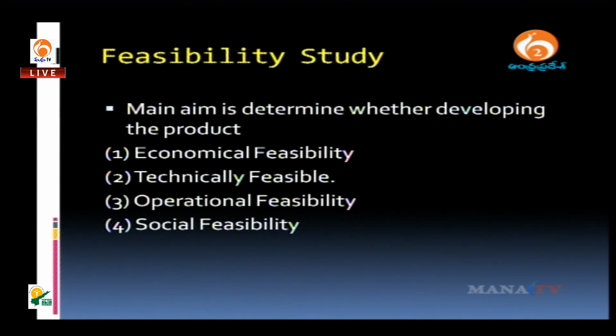Next one is social feasibility. Sometimes one software cannot work in one area, so we also need to think about social feasibility. For example, if you want to open a salon in Punjab, it is not feasible, because it comes under social feasibility. We cannot sell our cool drinks in Jammu Kashmir. That also comes under social feasibility.